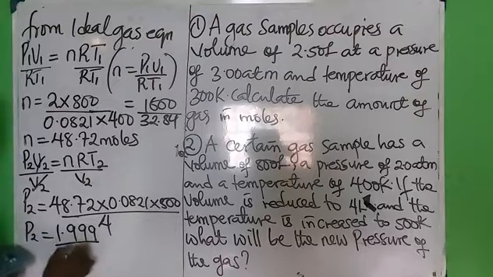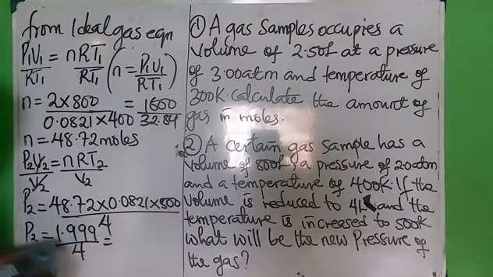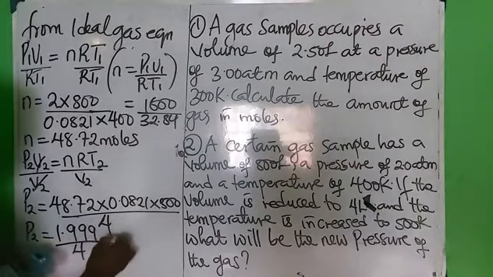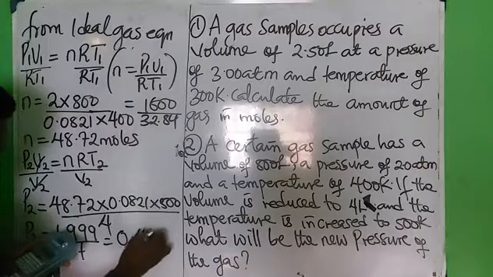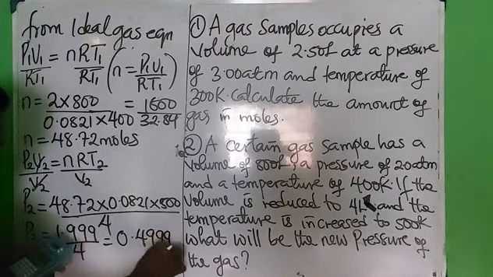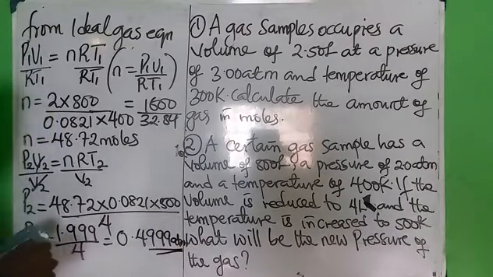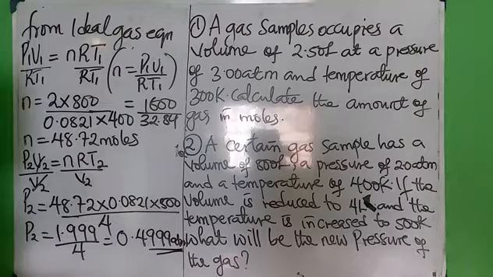1999.9, divided by 4. So 1999.9 divided by 4 equals 499.9 atm. So this becomes our final answer. So please, this is the new pressure of the gas.